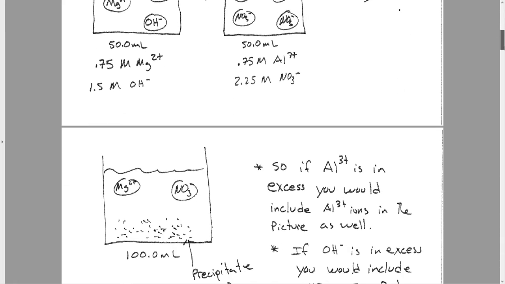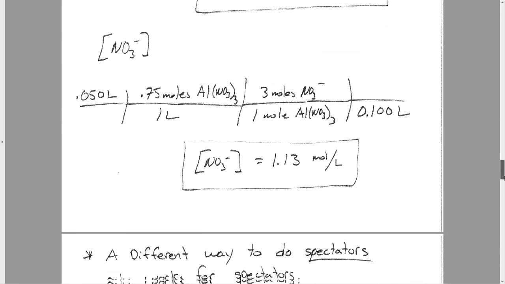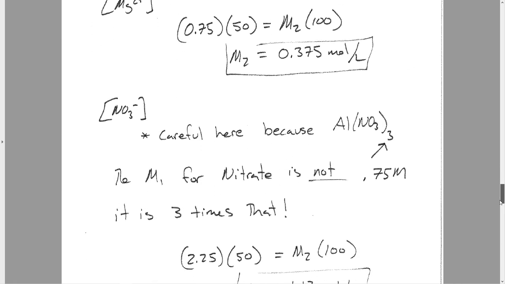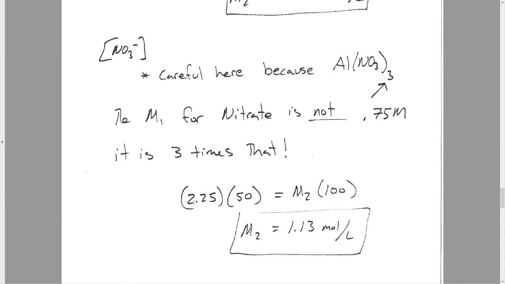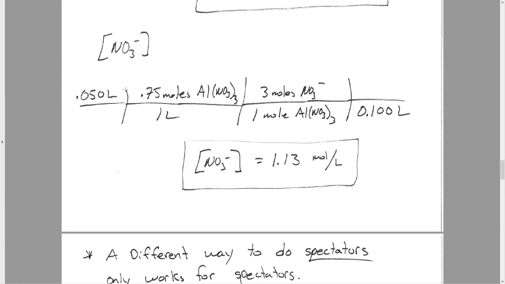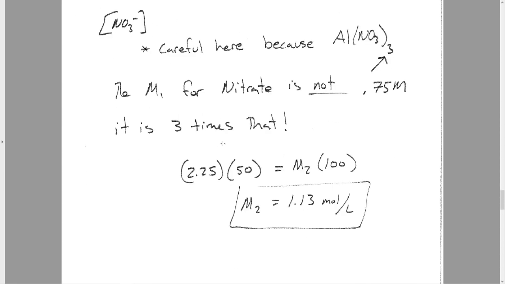So if you do M1V1 equals M2V2 and you just accidentally put in 0.75 for the nitrate, then you would end up getting that question wrong, right? So the nitrate's initial molarity was 2.25, initial volume 50, final volume 100 milliliters, solve for M2. And notice when you do M1V1 equals M2V2, as long as your units of volume are the same, it's just a ratio, so you don't need to convert to liters like we did in these calculations, okay? All right, so that's the shortcut for the spectator ions, okay?